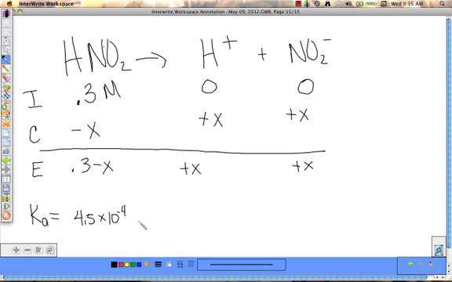So Ka is equal to x times x over 0.3. Don't even write it right now because it doesn't matter. It would be minus x. We're assuming x is very, very small compared to 0.3, so we can leave it out.